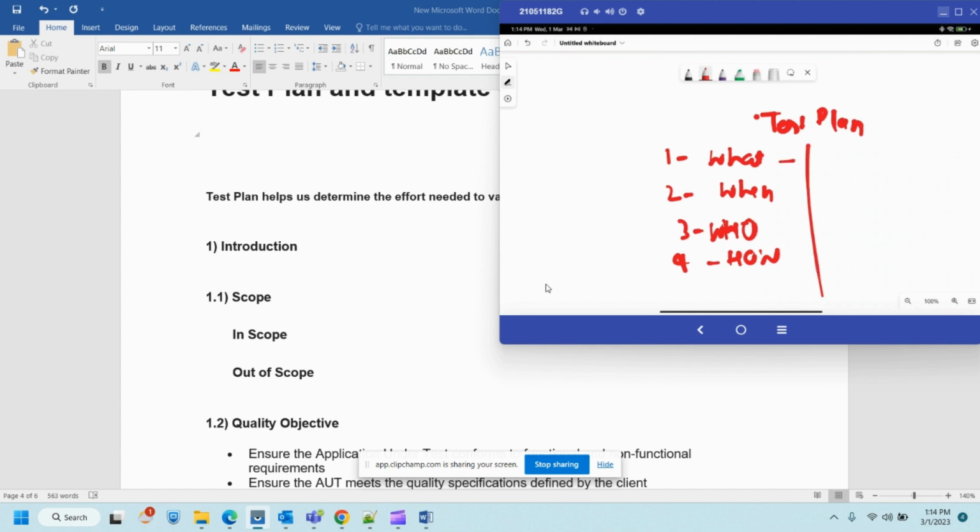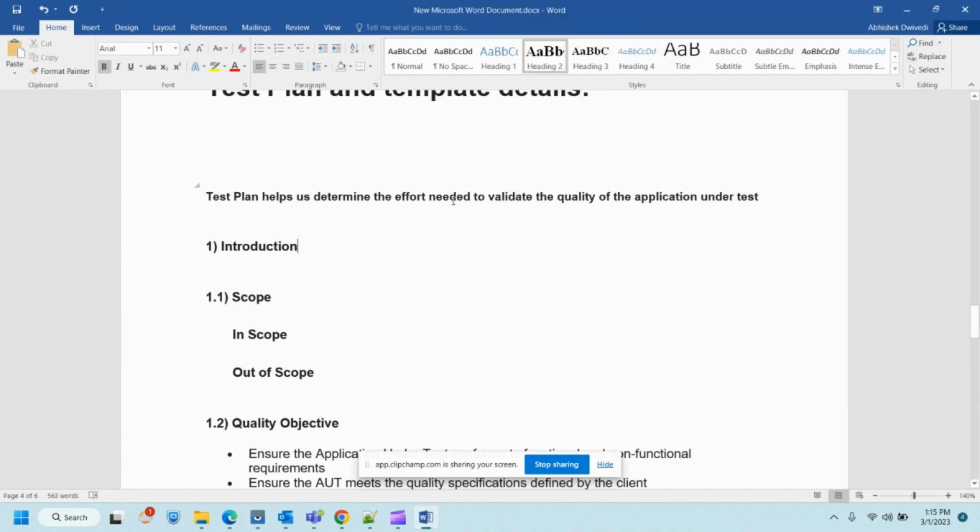So when I say what, it means what needs to be tested; when, when to start testing and when to stop testing. Who means roles and responsibility: who will test what, who will do automation, who will do test environment setup, who will do manual test case writing and who will do test execution. How means how to test, how we can execute, when to stop. So all these things are part of a test plan. Just keep these things in your mind, what, when, who, how, and you will remember what a test plan is. So let's go into some detail of the test plan.